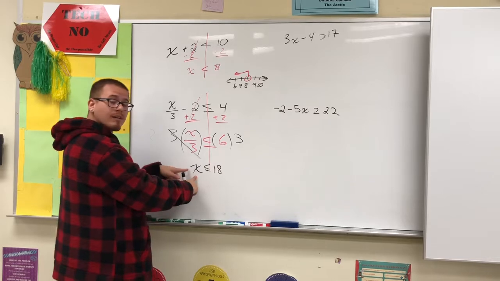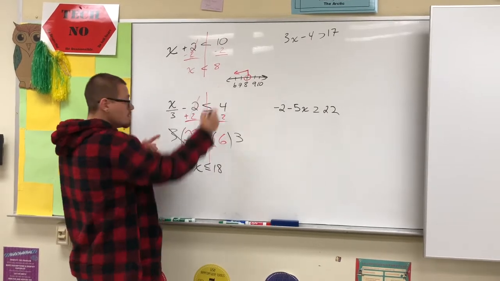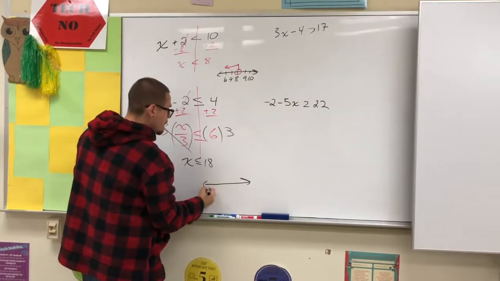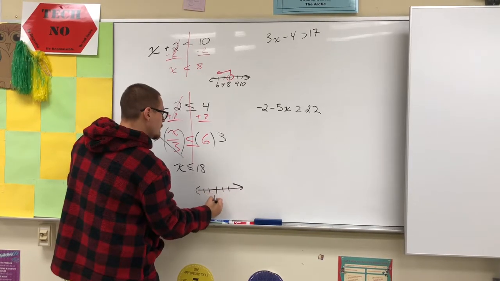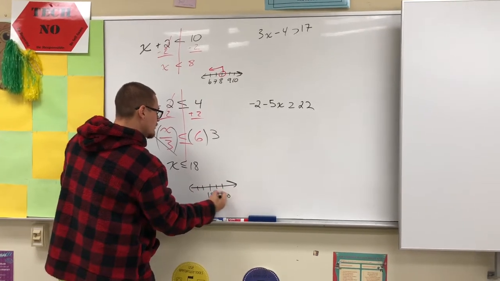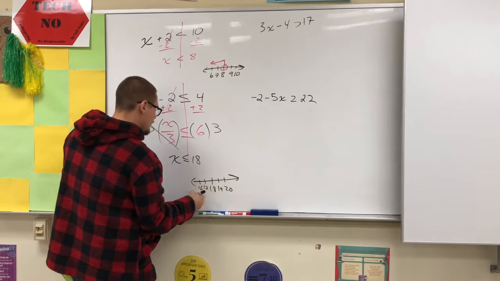Once you see an inequality like this, you know you can graph it. That's what we want to do. So you draw your number line. You get your 5 numbers. 18 is in the middle because that's your solution number. That's going to tell you if you go left or right.